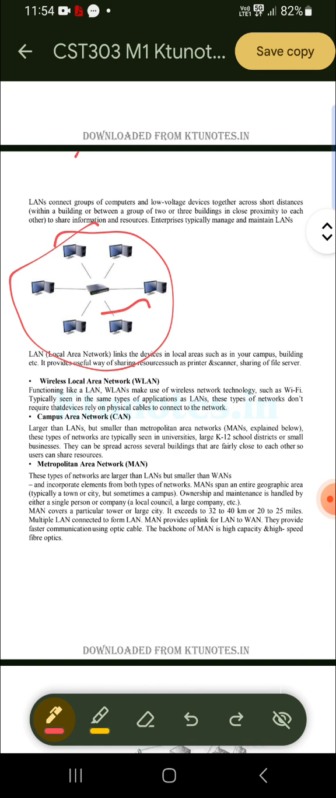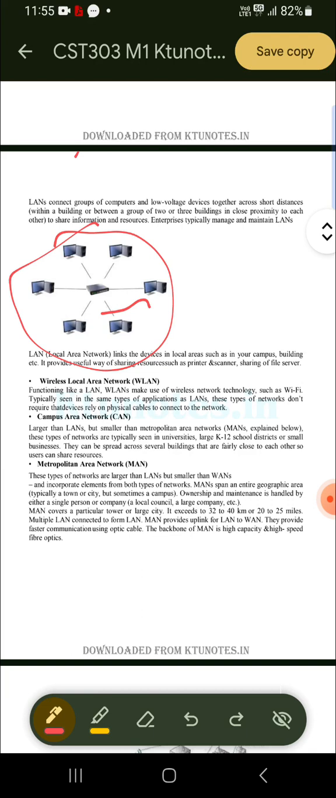A wireless local area network functions like a LAN. Wireless local area networks make use of wireless network technologies such as Wi-Fi, and are typically seen in the same types of applications as LANs. So if anyone asks what is the best application of LAN, you may say Wi-Fi, because Wi-Fi is the most widely used thing today. And when someone asks you what's the best example for the LAN, you may say it as Wi-Fi.